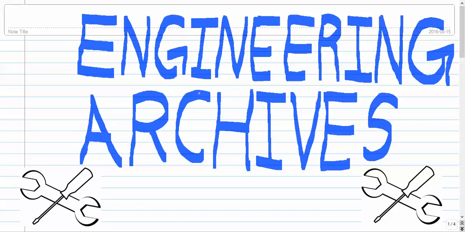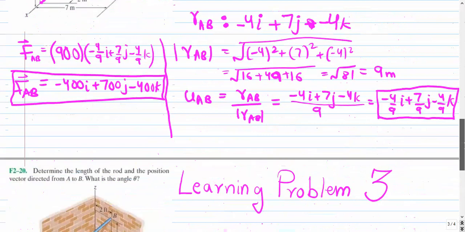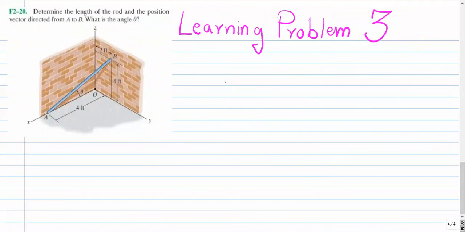Let us look at our third learning problem for the chapter Force Vectors. This question says, determine the length of the rod and position vector directed from A to B. What is the angle theta? So basically they want us to find the position vector, or in other words the length vector. The length vector and the position vector are the same thing. And they also want us to find the angle theta, which is the angle from the rod to the x-axis.